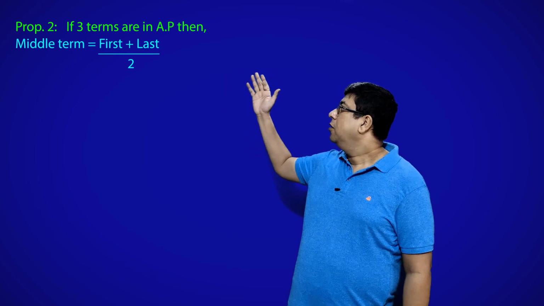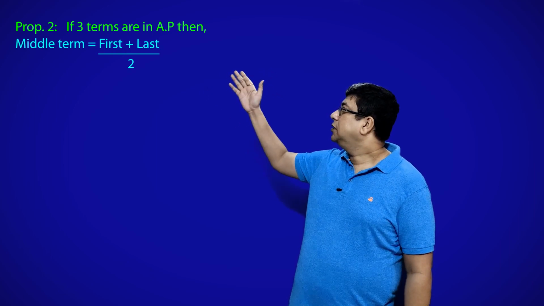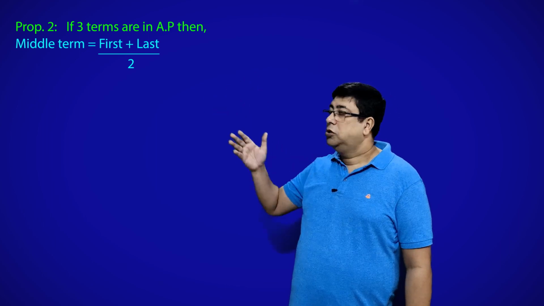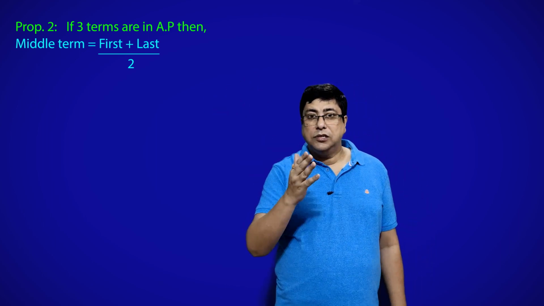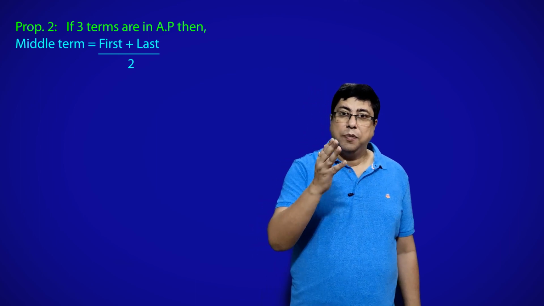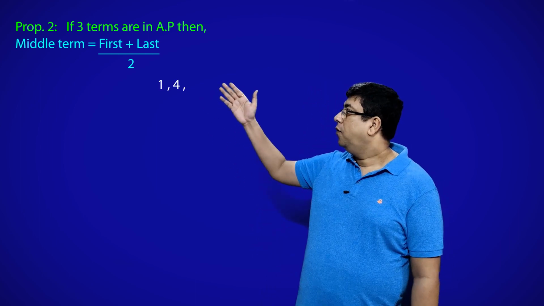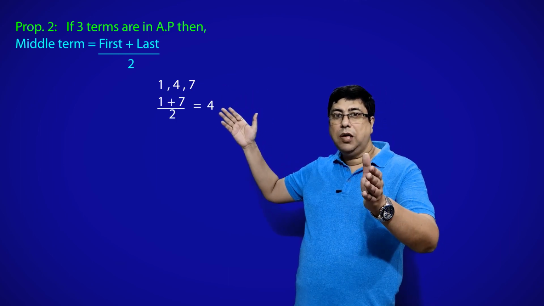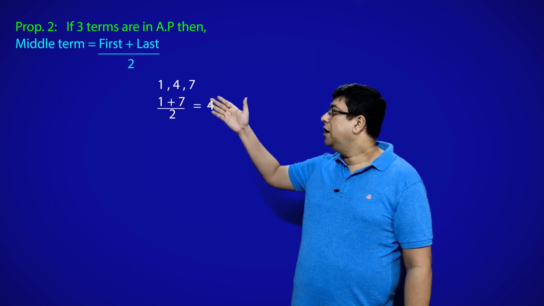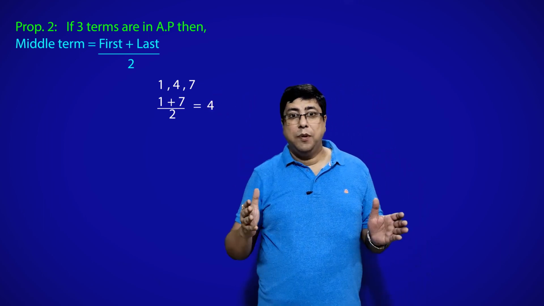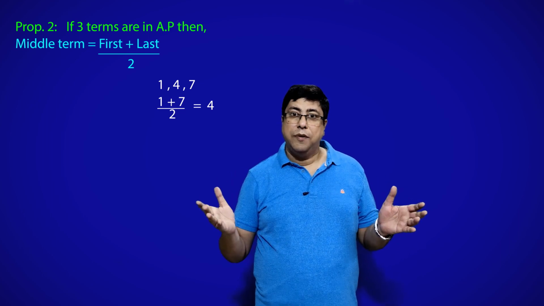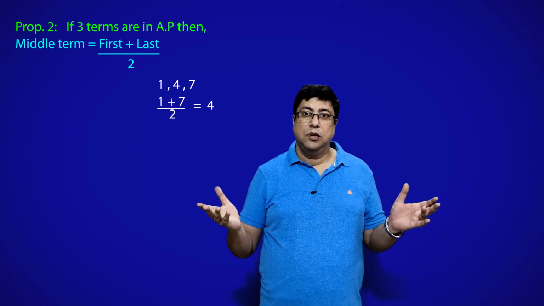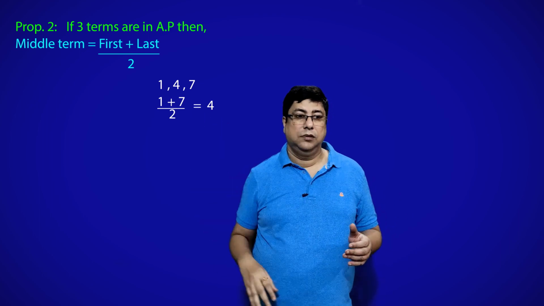Now we'll go to property number 2 of the AP. If 3 terms are in AP, then the middle term equals the first term plus the last term, divided by 2. So everybody, this is a very important characteristic of the AP which I discussed previously. Suppose 1, 4, 7. Just see one thing: (1 plus 7) by 2 equals 4. That is, 4 is the middle term in this case. In this way, if 3 terms are given, we can get any term easily by these formulas.